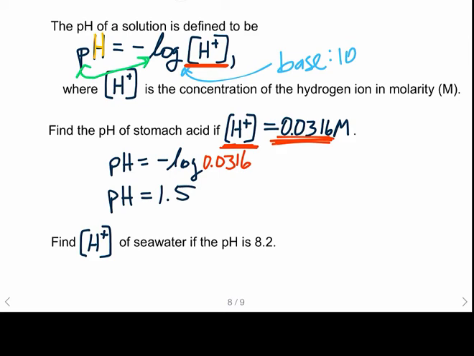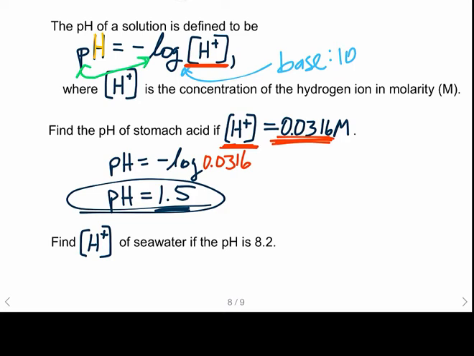With pH, two things. Number one, we don't use approximately. We don't use squiggly equals. Number two, pH is generally given with 1 decimal place. And so here we're going to say that pH is 1.5. That's what's going on in your stomach.